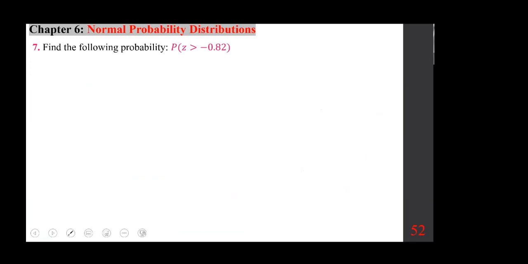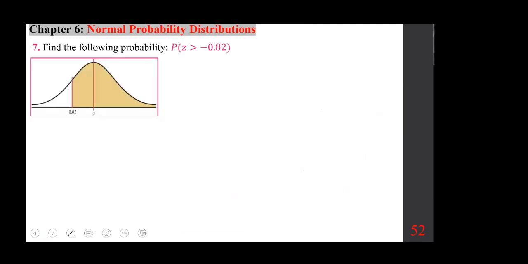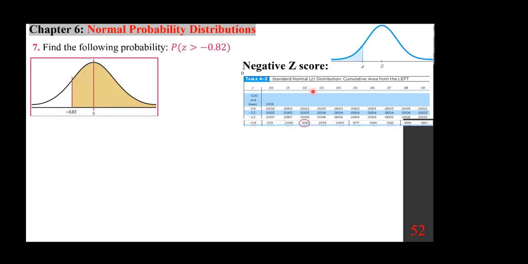Find the following probability. Probability of z larger than negative 0.82. Graphing is always helpful. So we want the area larger than negative 0.82. We can look up the area to the left of negative 0.82 and subtract from 1. Negative 0.82 gives us the area 0.2061, subtracted from 1.